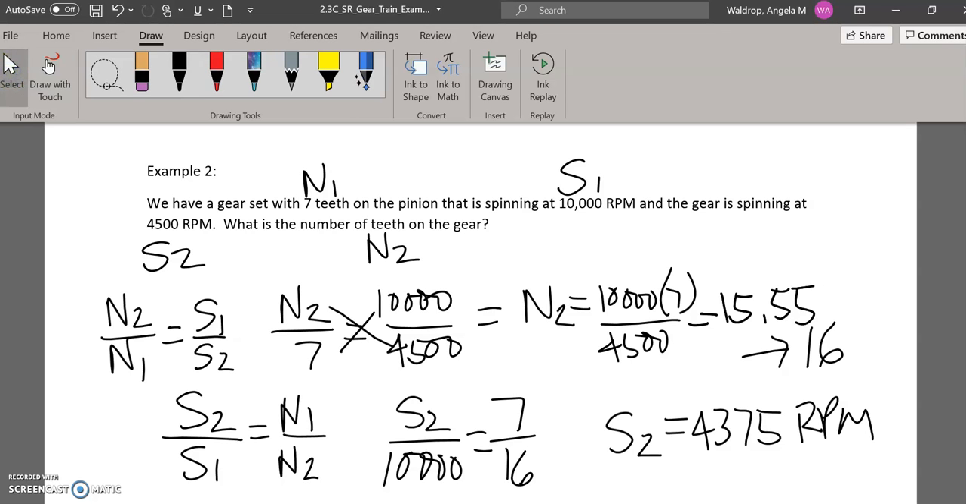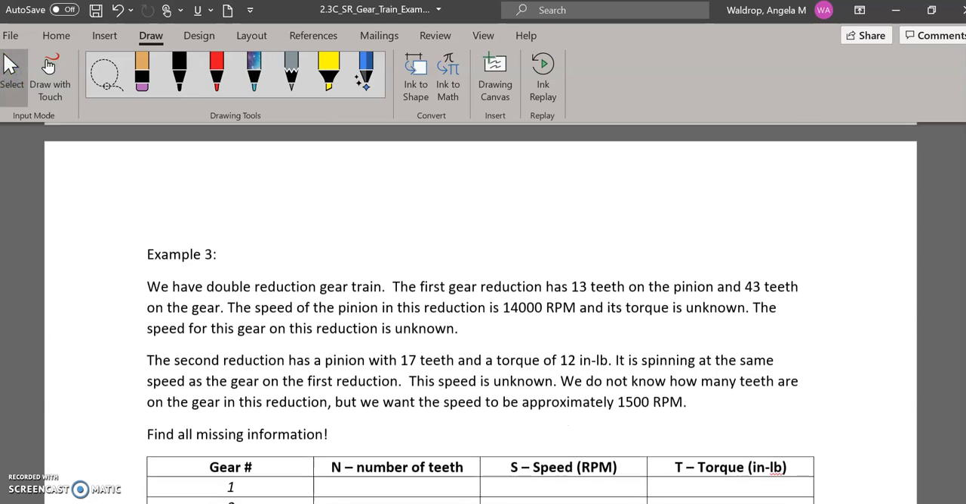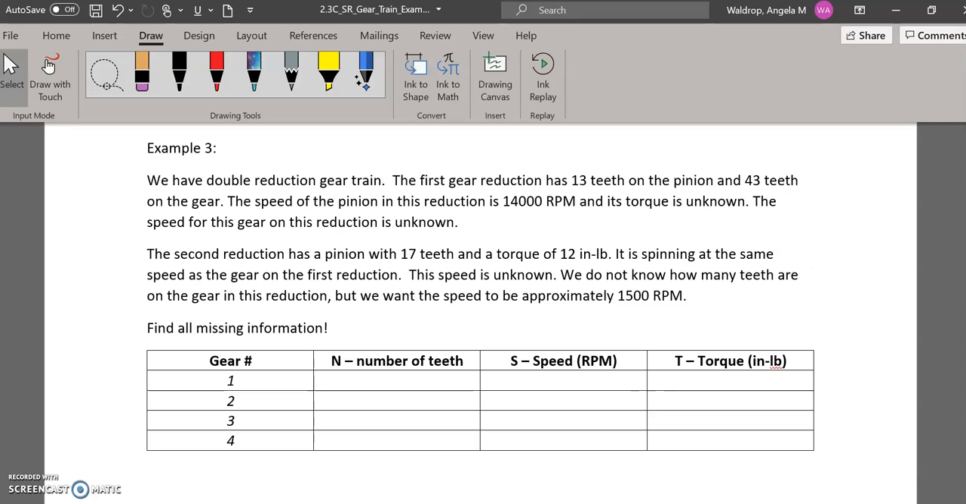Okay? Now the next problem that we have is a little bit more involved. We have a double reduction gear train. We've got lots of information in here. The first gear reduction has 13 teeth on the pinion, 43 teeth on the gear, and that speed is 14,000 RPM. We don't know the torque at this time. The speed for the gear on the reduction is unknown as well. The second reduction has a pinion of 17 teeth with a torque of 12 inch-pounds.